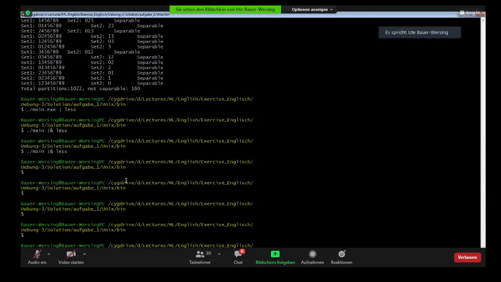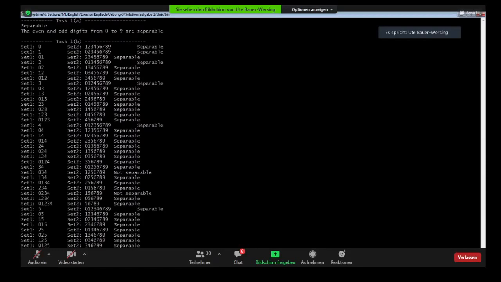So what I'm going to do now is start this simulation, this program, that first of all solves task A, deciding whether even and odd digits are linearly separable. Let's start with it. It takes some time. Okay. So what you should see now: task A, even and odd digits from 0 to 9 are separable. All right, this is basically the answer I gave you already. And so this is the less interesting part. But let's move on to task 1B.